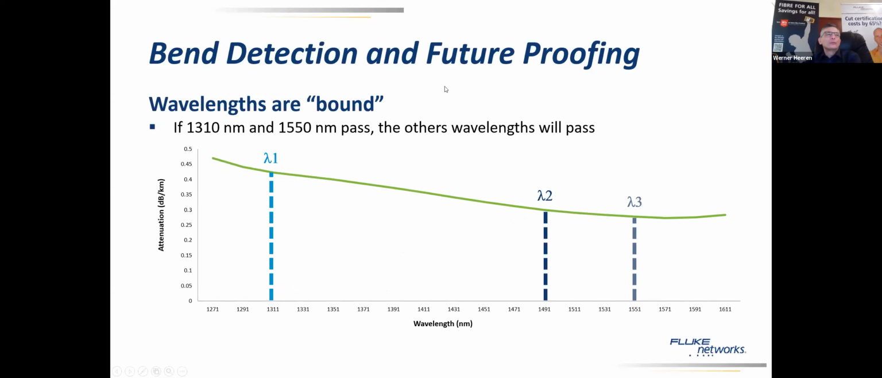Bend detection and future proofing. So wavelengths are what we call bound. If you test at 1310 and 1550, then all the wavelengths in the middle will pass. You see that on the graph here. So if you test on the extremes, then all the wavelengths in the middle will pass. You saw there are different wavelengths in use for your fiber for the PON installation, like the 1490, for example, but you only test at 1310 and 1550, which is enough to do the full fiber testing.